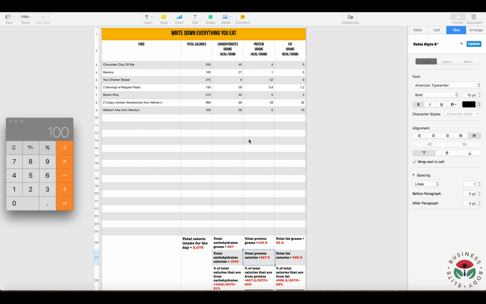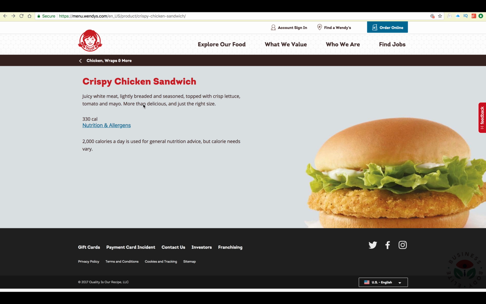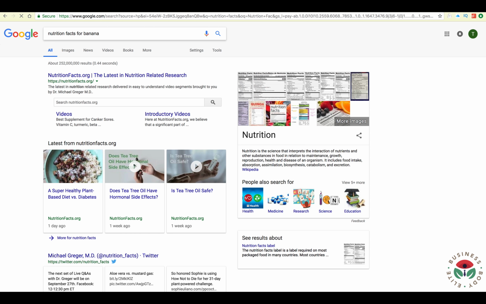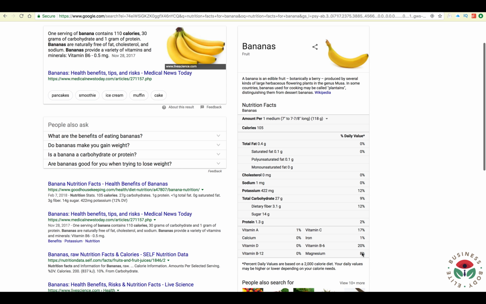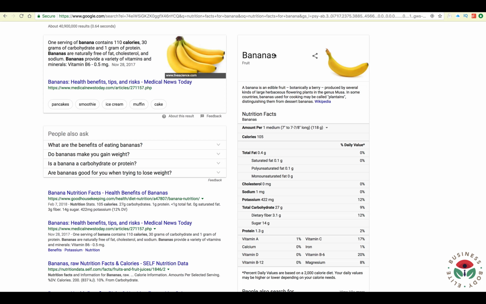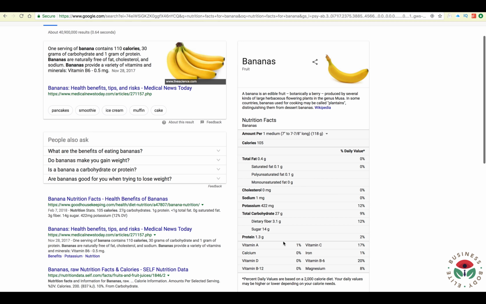Once again, if you're unsure of the calorie content or macronutrient content, a simple Google search should do the trick. Also, there's many apps that you can use to identify the macronutrient and calorie content of any food. Simply by typing in the desired food, you can find what you're looking for.